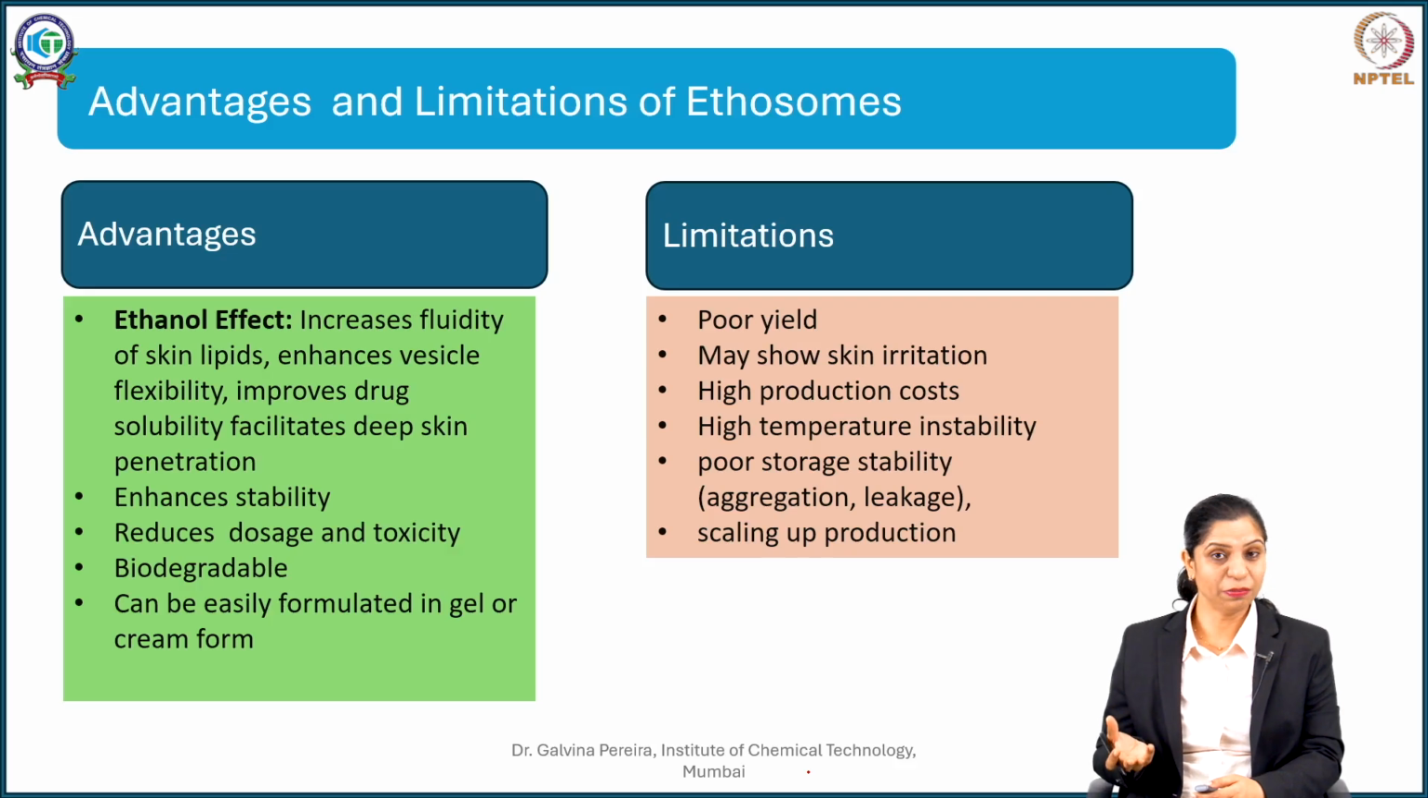High temperature instability is another issue because your ethanol will volatilize, your phospholipids cannot be subjected to higher temperature, and as a result there will be loss of the lamellar structure. So you cannot really subject it to very high temperatures, more than 80 degrees Celsius, and definitely because of alcohol the volatility is much more. The stability does enhance as compared to liposomal particles, but as compared to other drug delivery systems you can say it's poor and they tend to aggregate and leak.